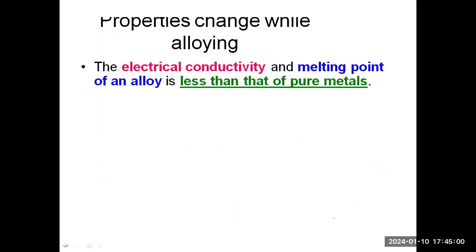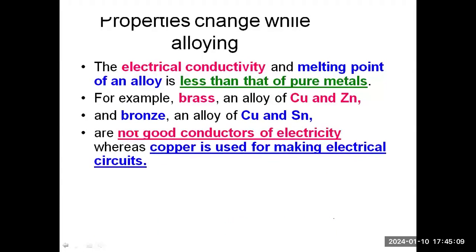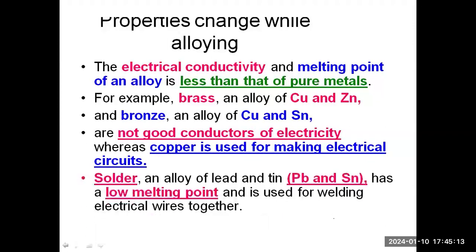Then you have another example of brass, which is an alloy of copper and zinc. We have bronze, copper and tin. Solder is the alloy of lead and tin, which is a low melting point alloy. It is used in soldering the circuits.